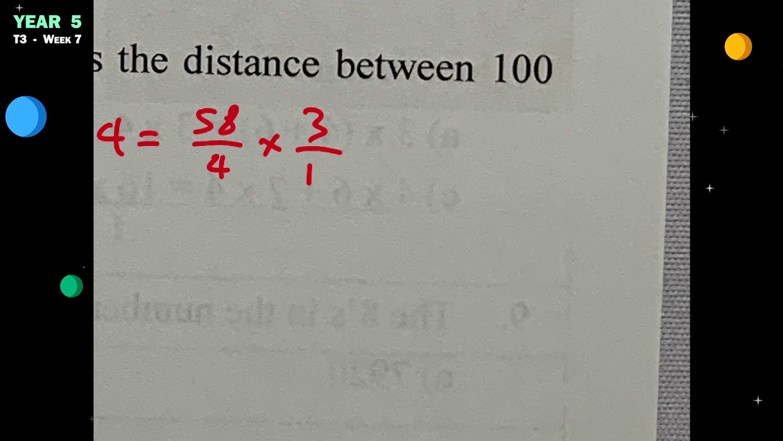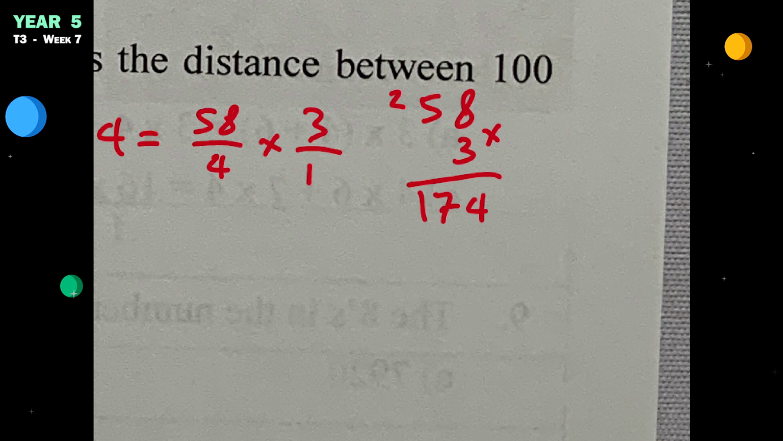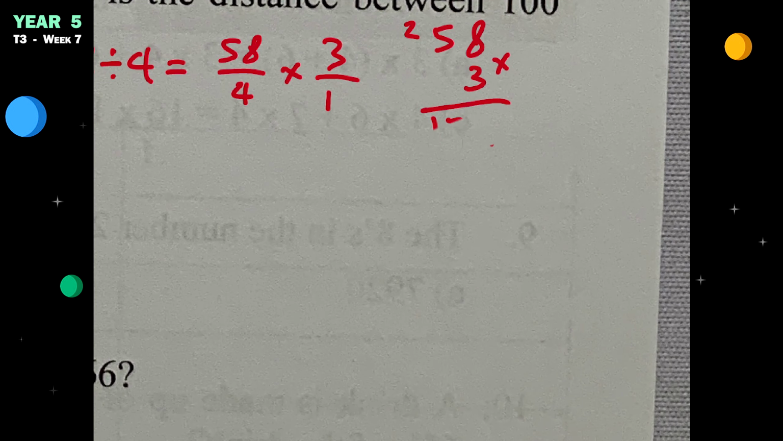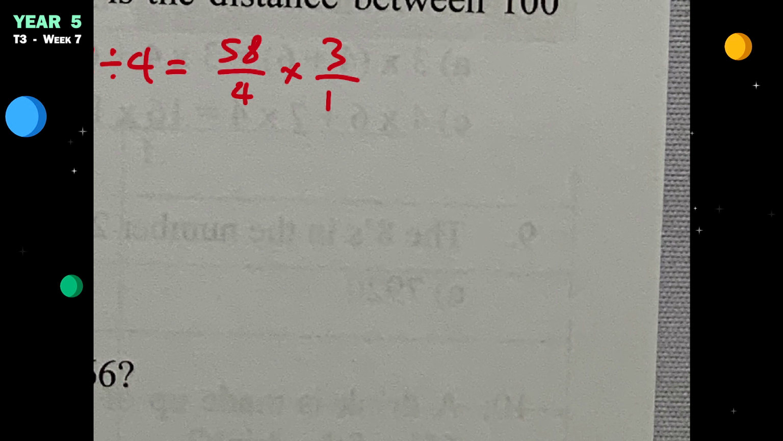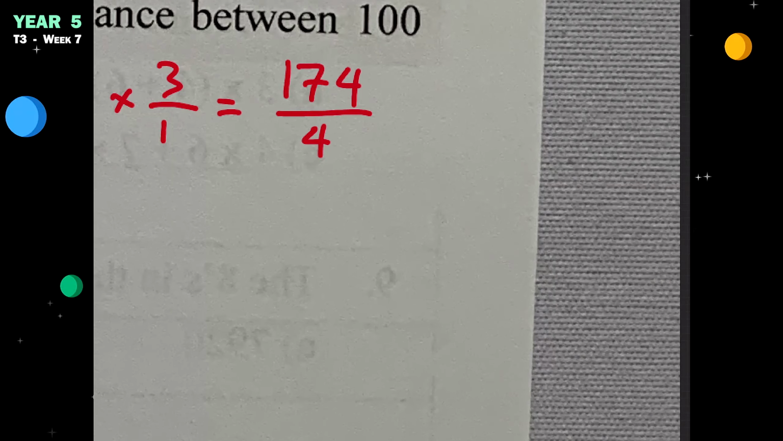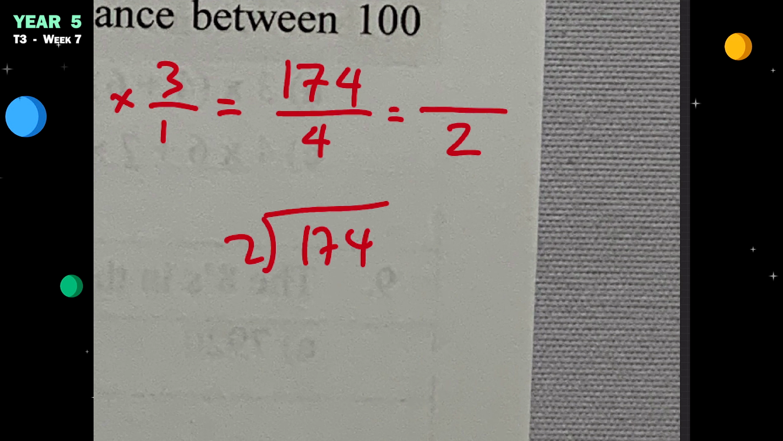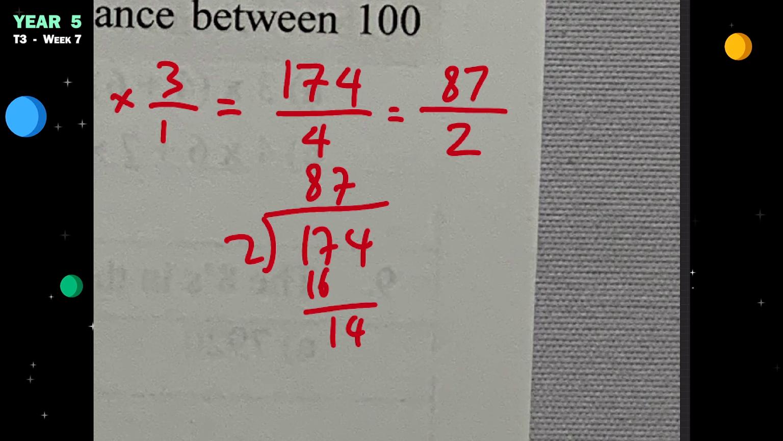Okay, so let's have a look. 3 times 58. 3 times 8 is 24. 3 times 5 is 15, plus 2 is 17. So what that means is 174. So that means 174 over 4. Well, you can just divide the top and bottom by 2. This will be a 2. Just simplify a bit further. 174 divided by 2. 17 divided by 2 is 8, remainder 1. 14 divided by 2 is 7. This will be 87 on 2.